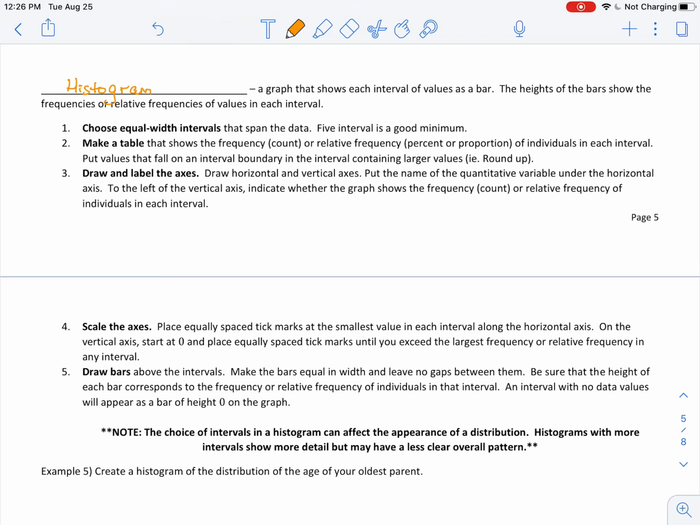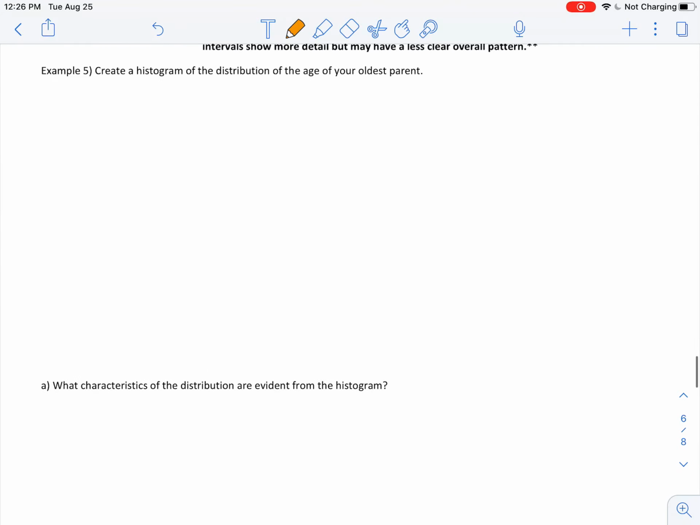So we're going to do this for the age of our oldest parent data. And I think I'm going to choose 6 for my number of intervals. That means the number of bars I'm going to use. Now, I might end up finding out that was a poor choice, maybe I shouldn't have used 6, but we're going to use 6. So the first thing I'm going to do is make a table that shows the frequency, the counts. I'm also going to talk about the relative frequency, the percentage of my total group that are in each interval. And then I'll talk about that in a second.